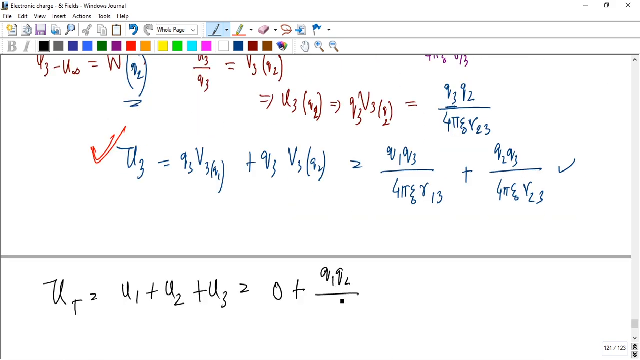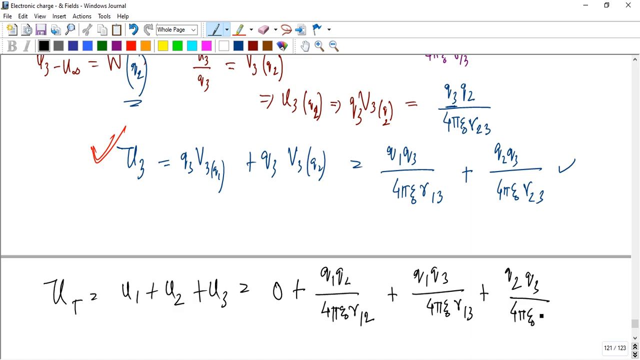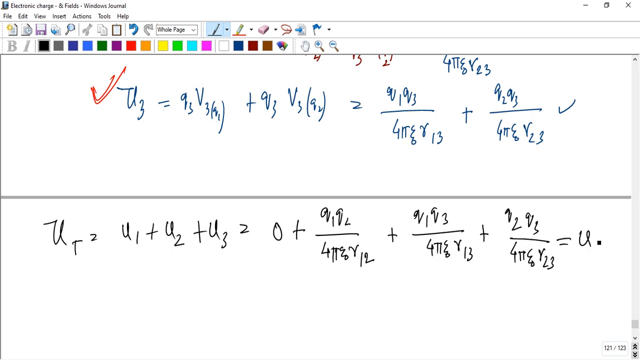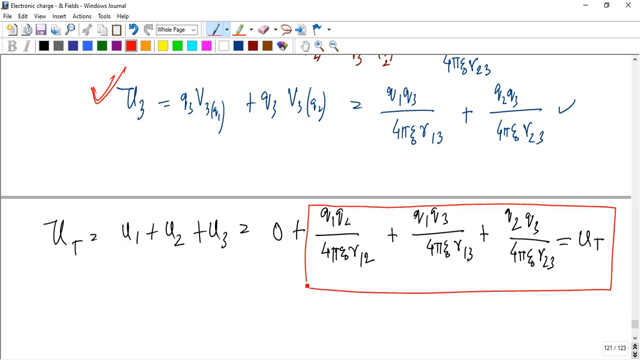Q1 Q2 over 4 pi epsilon naught R12 plus here U3, that is Q1 Q3 over 4 pi epsilon naught R13 plus Q2 Q3 over 4 pi epsilon naught R23. That's the total energy of that system. Now box that. Clear? That is how to calculate the energy of a 3 charge system.